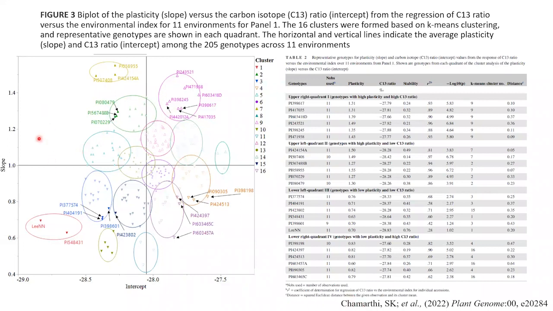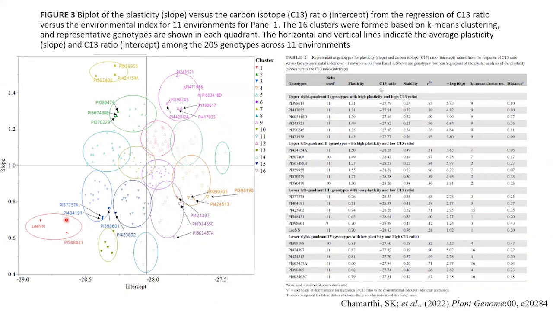So slope is on the vertical axis, intercept is on the horizontal axis, and we plotted these out, and anything that's above this line here at 1 would indicate high plasticity, low plasticity would be below it. Anything to the right would indicate high water use efficiency, and over here would be low water use efficiency. So the most interesting genotypes were up here, which we used k-means clustering to identify all of the different patterns in here. These ones are both highly plastic and also highly water use efficient, and those are a very valuable group of genotypes that breeders or geneticists can exploit.